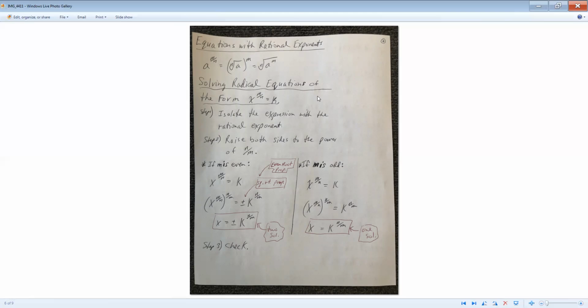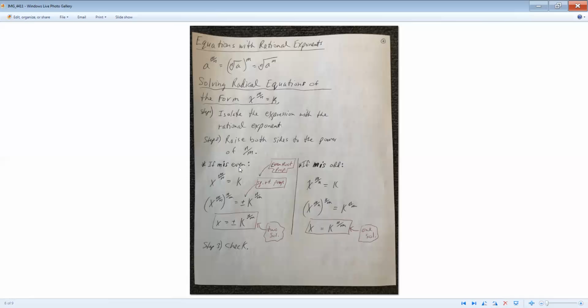So when we go to solve radical equations of the form x raised to the m over n power, we're going to isolate our expression with the rational exponent. Then we're going to raise both sides to the power of n over m, its inverse. So once we do that, notice we have 2 different scenarios here.